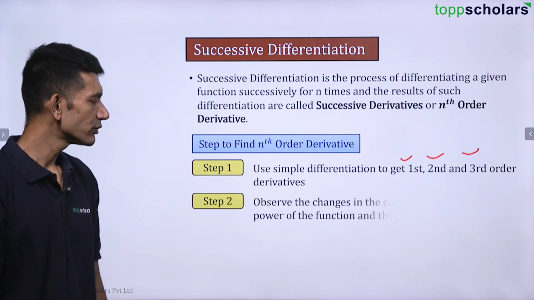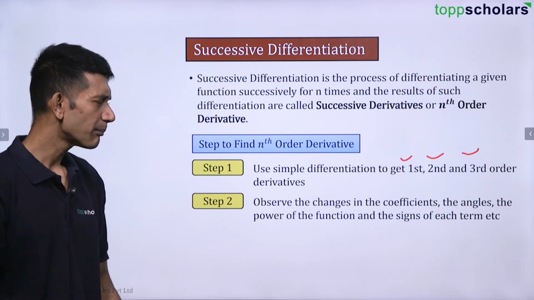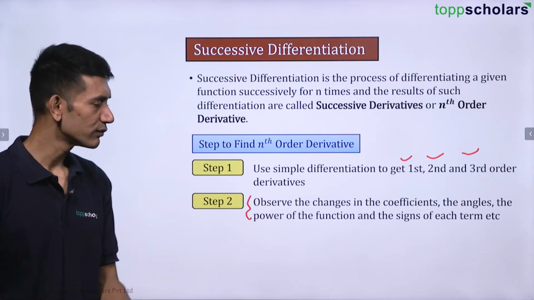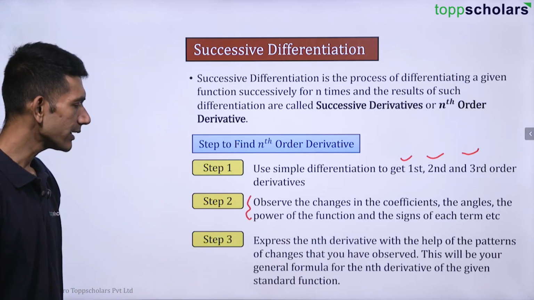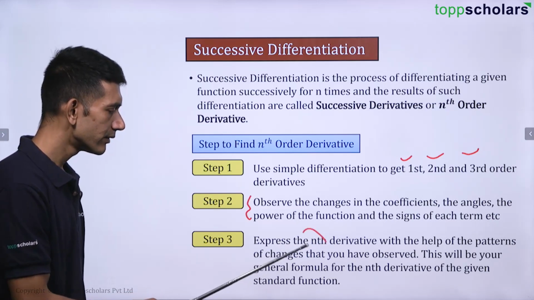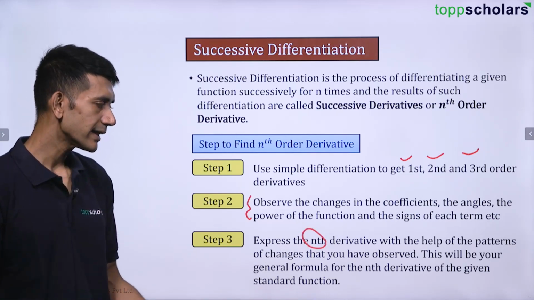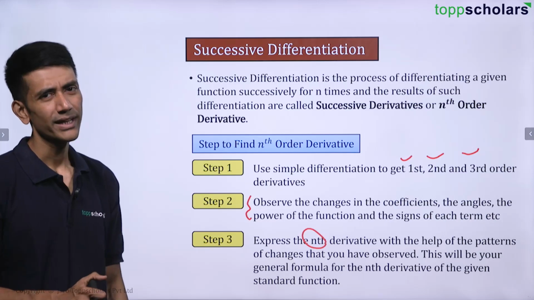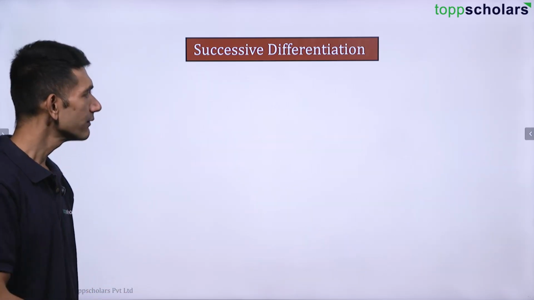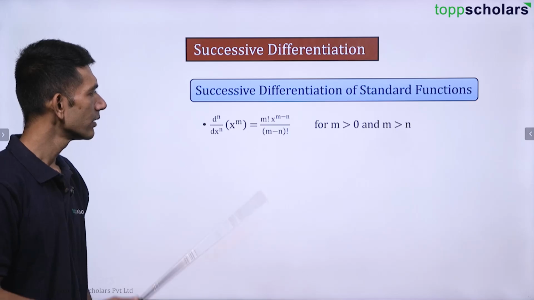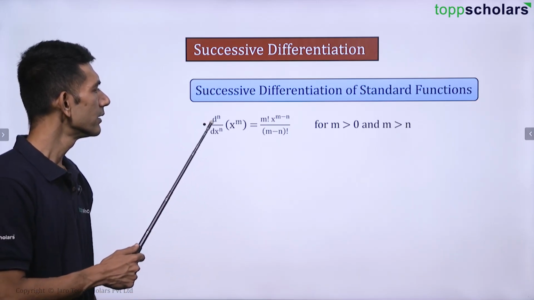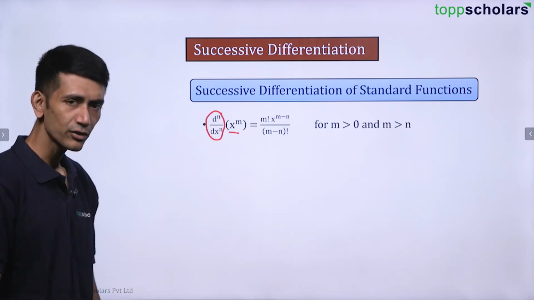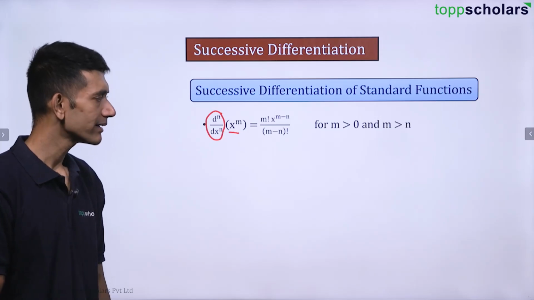And then you observe the changes in the coefficients, the angles, the powers of the functions. This you'll get to know once we see the examples basically. How do we observe the changes there? Okay. And step 3 is express the nth derivative with the help of the patterns of changes that you have observed. So whatever pattern we are observing, we'll change it accordingly and then find out the nth order derivative of the given standard functions. We'll see an example as well. So see here. So this is the nth order derivative of x raised to m. So that is m factorial x raised to m minus n by m minus n factorial, right?